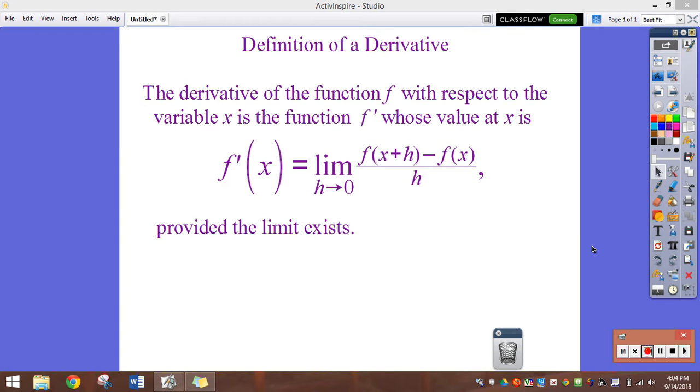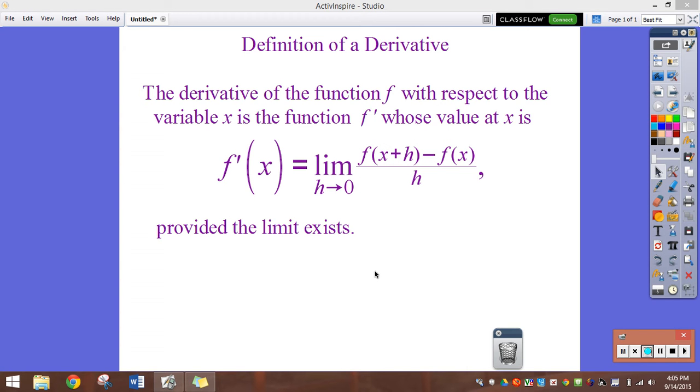So formally, the derivative of the function f with respect to the variable x is the function f prime, whose value at x is f prime of x equals the limit as h approaches 0 of f of x plus h minus f of x, all over h, provided the limit exists.